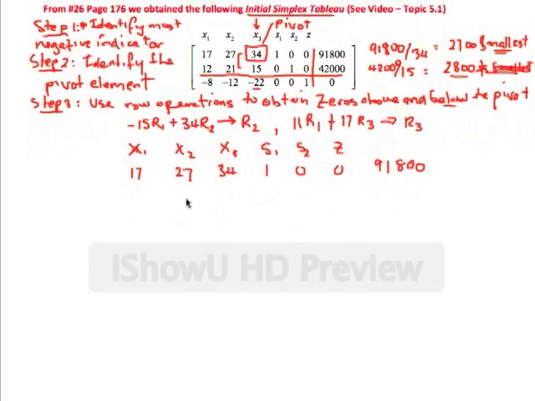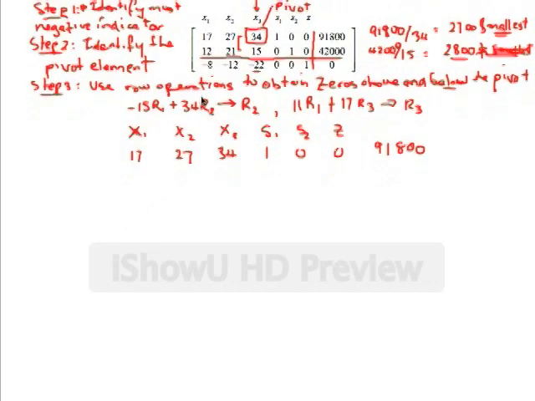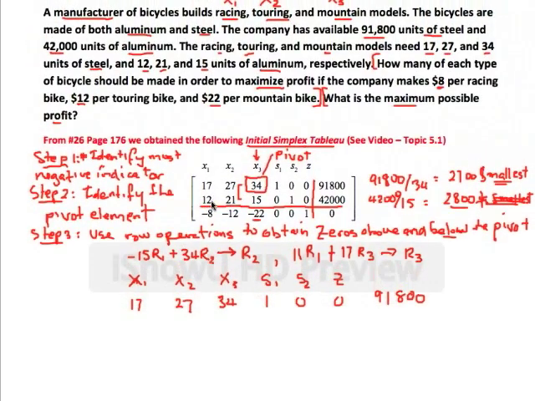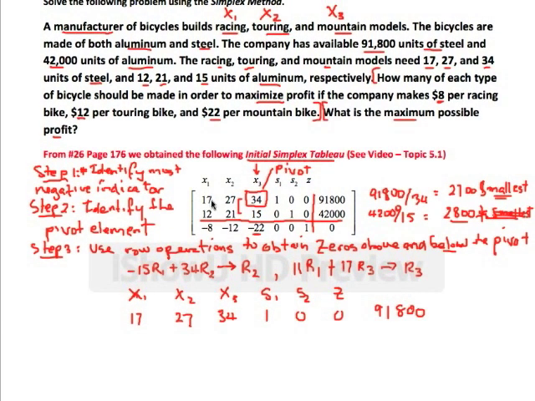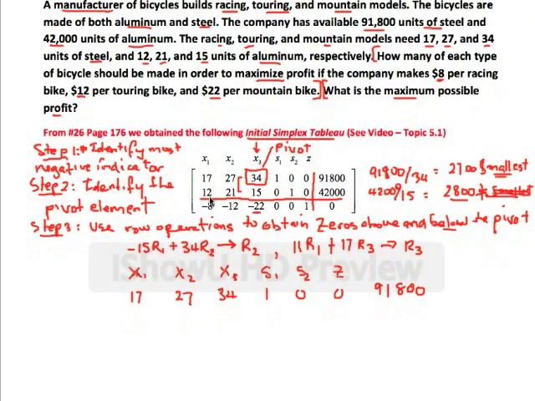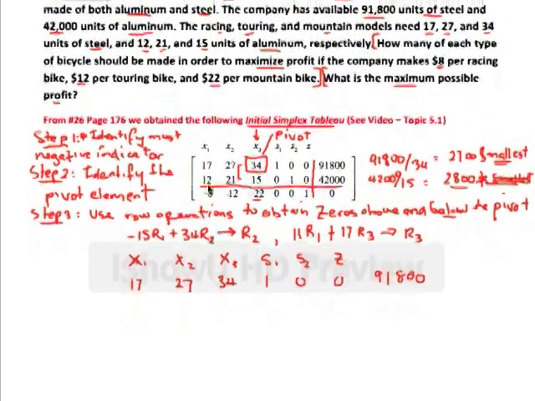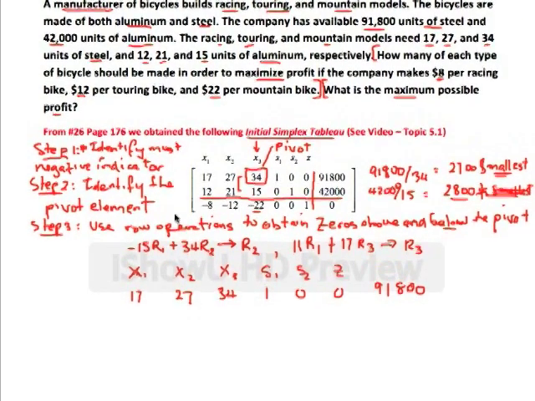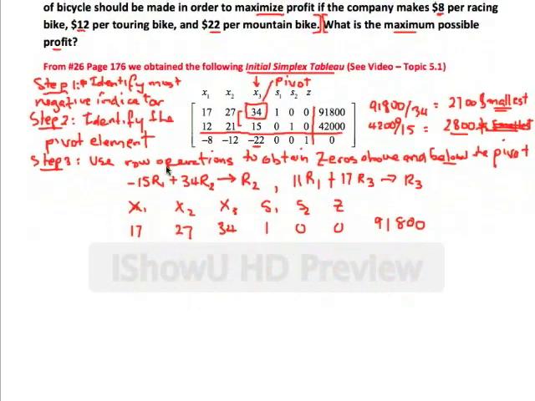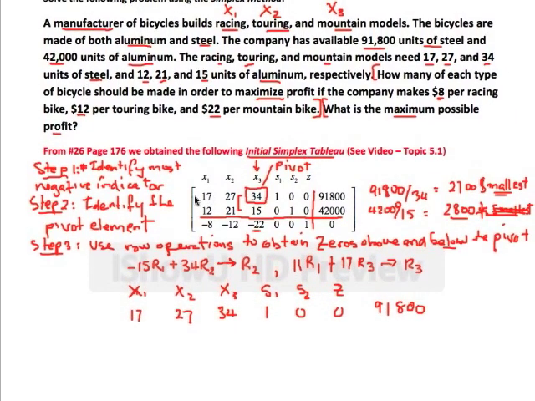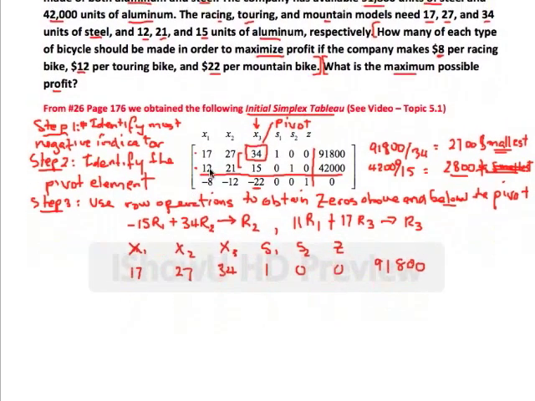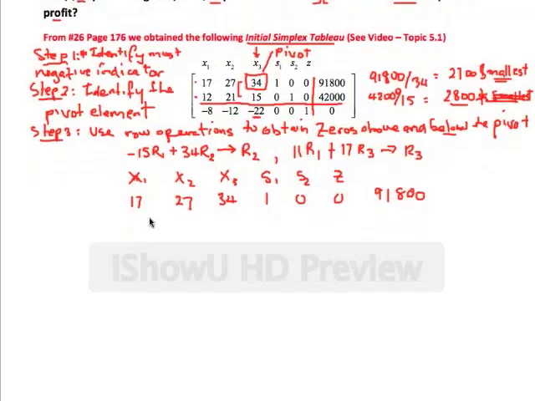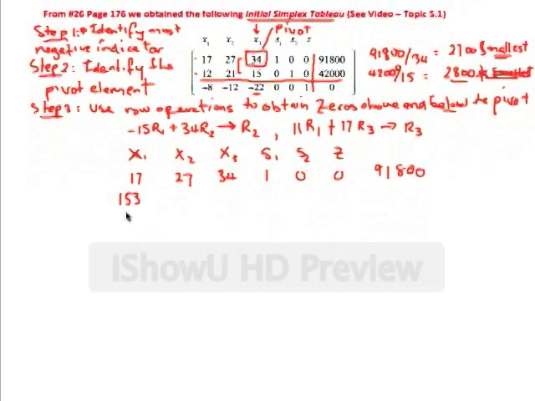Alright, now comes the tricky part, and we want to look at this. So we're going to have a negative 15 by 17 plus a 34 times 12. Okay, so do your arithmetic on that. Notice that we're multiplying row 1 by negative 15 and row 2 by 34, and we're adding them together to get a new row 2. So check your arithmetic and you should get 153.